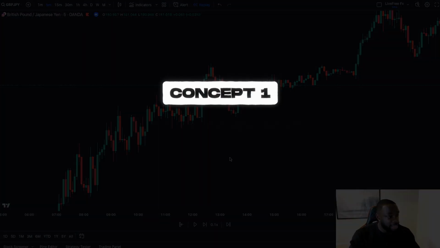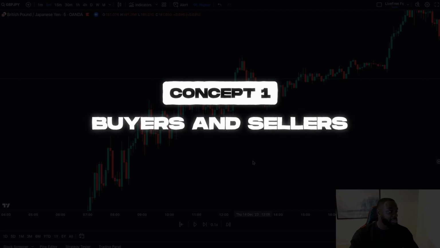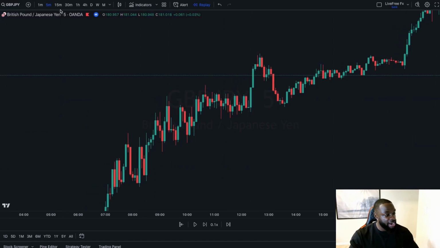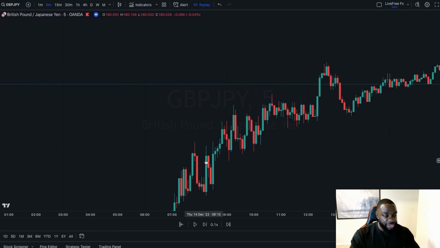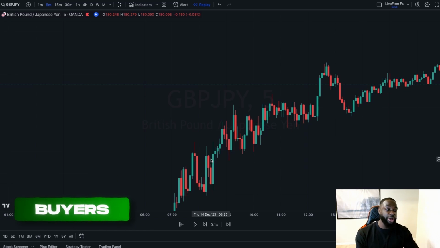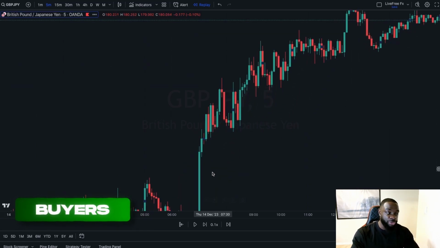The very first concept is the concept of buyers and sellers. We're taking a look at pound yen 5-minute time frame. The concept on buyers is very simple. When liquidity flows into the market, right? When transactions are being made, orders are flowing into the market, money is coming into the market, right? Let's say from a buyer's standpoint, buyers are essentially moving higher, right?